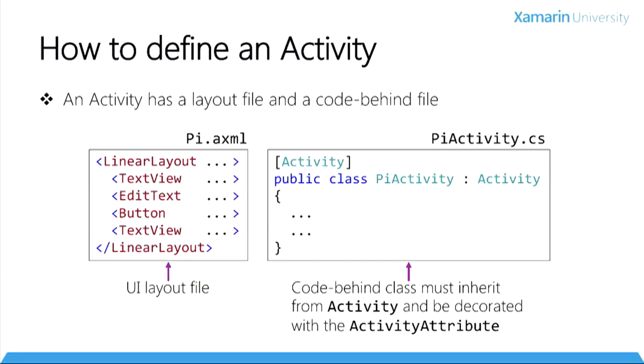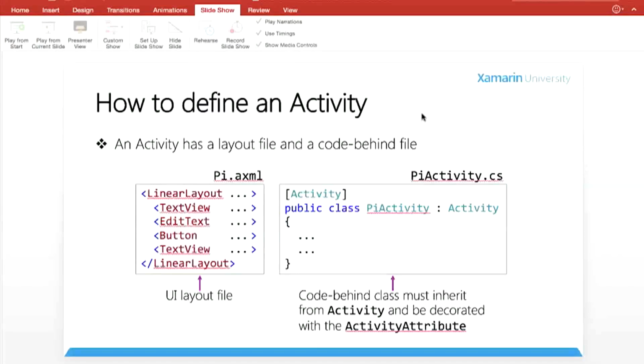So there's the format that the code behind file has to take. You write a class, in this case PyActivity. Your class must inherit from the activity base class. That's the way you become an activity. And you have to decorate the class with the activity attribute. It's true that this looks a little bit misleading because that word right there is the same as that word. But remember, in C# there's an implied attribute word right there. Those are two different classes. One is the activity attribute, and the other is the activity base class.